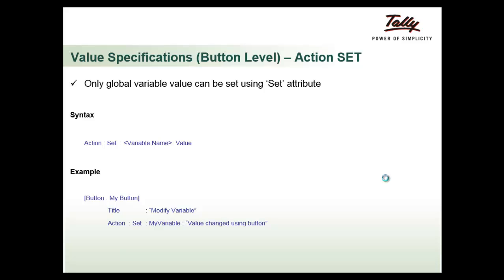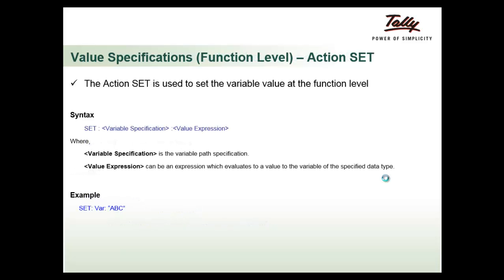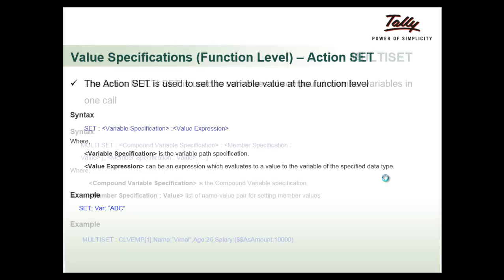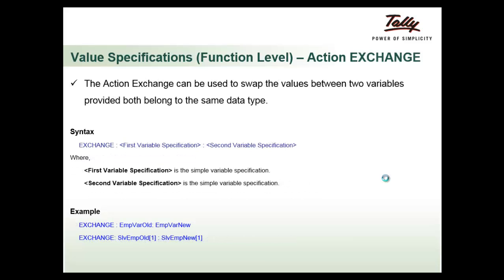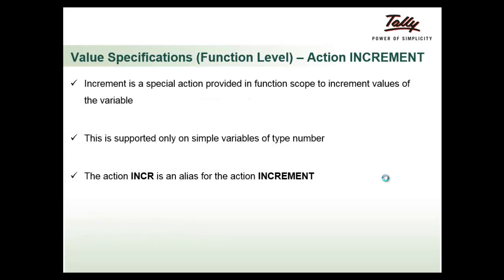And then we saw the action set with which at the button level you can set the value of a variable. And then we saw the set attribute of the action set at the function level, with the help of which you can set the value of a variable. Then we saw the action multi-set at the function level, with which you can set multiple values of compound member variables in one call. And then we saw the action exchange at the function level, with the help of which you can exchange the values between two variables.